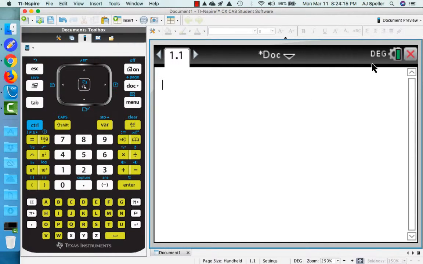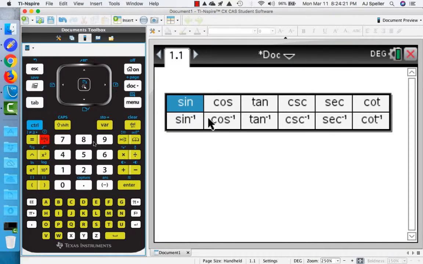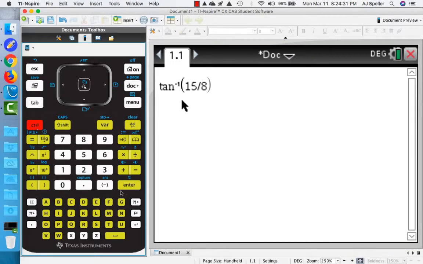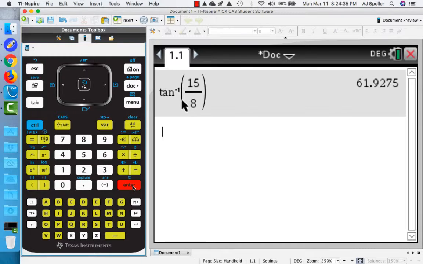Right here with the Inspire, we see that we're already in degrees, and that's fine. So we're going to take the arctangent. We're going to click this trig button here. We're going to select arctangent, and we said the fraction was 15 divided by 8. And what I want to do now is click on the control button, and I want to get the approximation. So I hit control so I can get to the blue approximation.